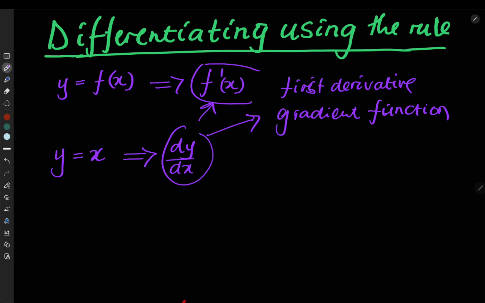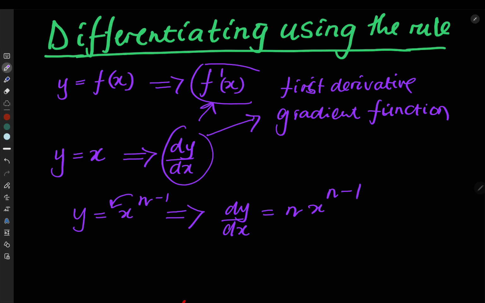Now, the rule of differentiation states that if y is equal to x to the power of n, therefore the derivative of this function dy dx will be equal to, so what you simply do, you bring down the power here and then you minus 1 on the power. So the dy dx will just be equal to n x to the power n minus 1. And you understand more when you do some examples in the next section.